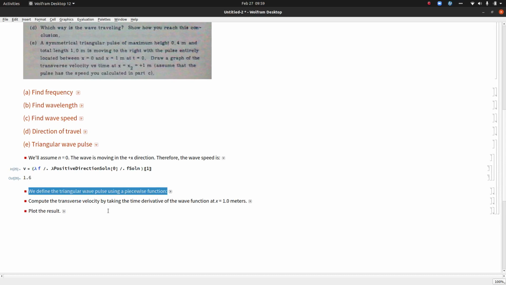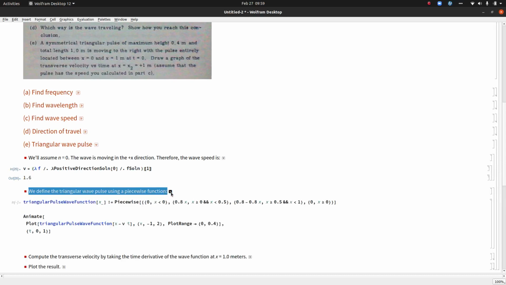We're going to define the triangular wave shape for the pulse using a piecewise function. So we're going to define that as the triangular pulse wave function as a function of x. It's a piecewise function, so it's going to be connected by different pieces. Outside the wave pulse, it's going to be 0, and that'll be for x less than 0, which is ahead of, before the wave pulse, and it'll also be 0 for x greater than or equal to.